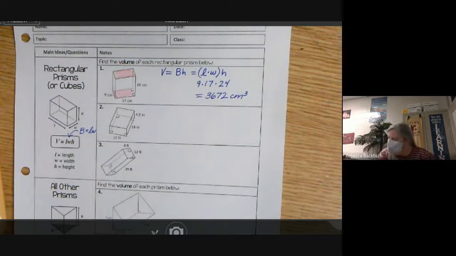Re-uploading here, folks. You can, in the meantime, go ahead and try number 2 while I'm doing this. No reason you can't go ahead and do that one. Just like number 1, your base is length times width. Your area of the base is length times width, and then you can do times height. Okay, for folks at home, that should have updated by now.